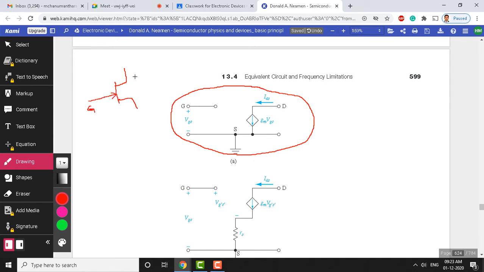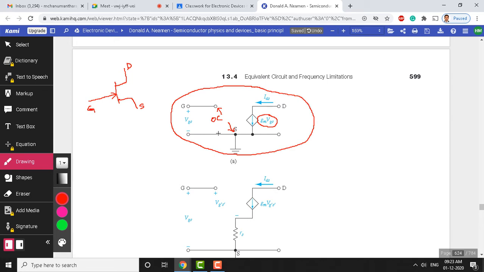We have a gate, drain, and source. Between the gate and source there is an open circuit. And between the drain and source we replace it with a current source. The current source value is now Gm times Vgs.